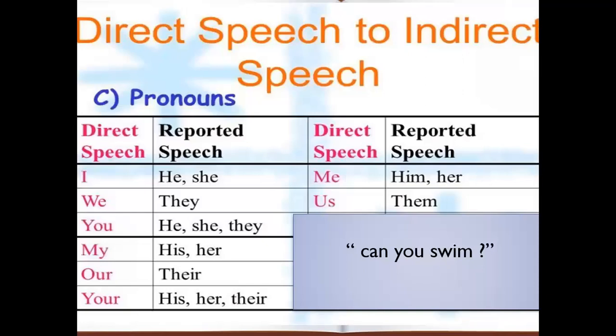As I told you before, some pronouns in your direct question are changed when you change your direct question into an indirect question. For example, when we have I, we change I into he or she. We is changed into they. You is changed into I, he, she, and they. So here you are going to pay attention to some pronouns in your direct question.